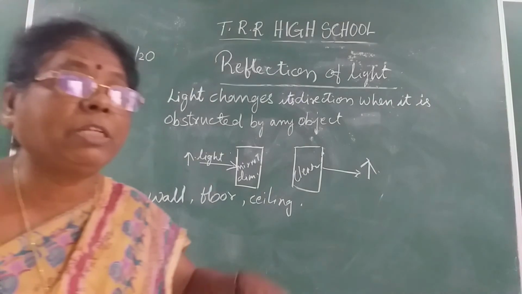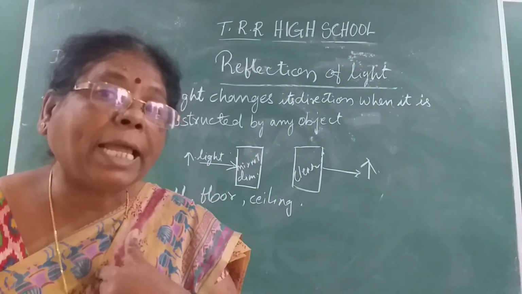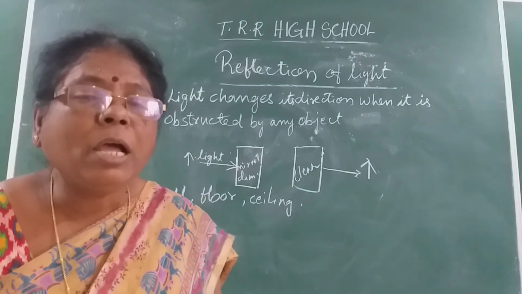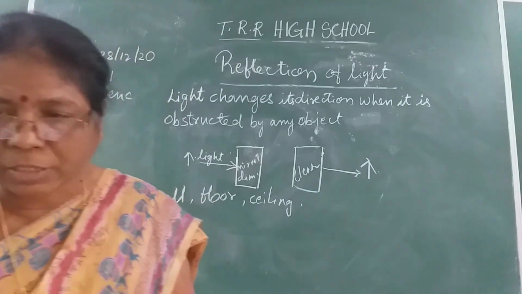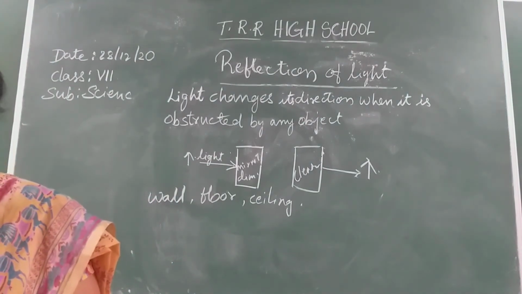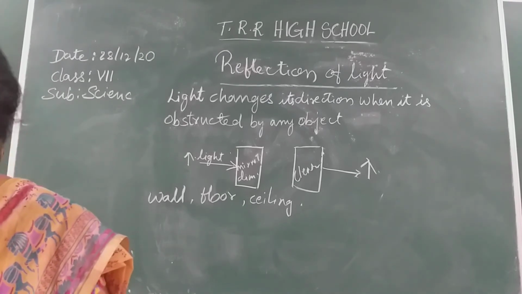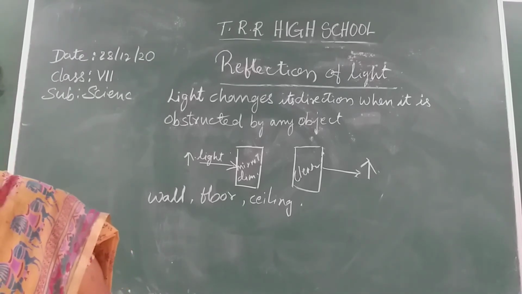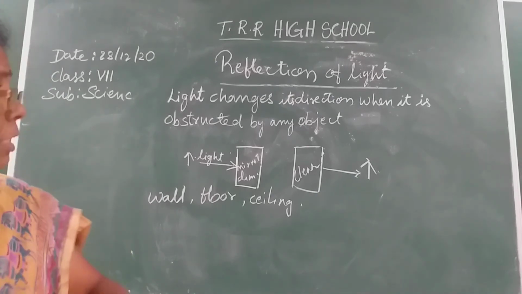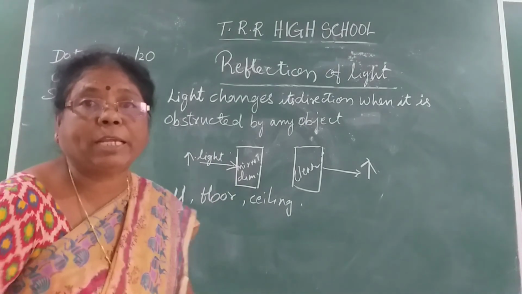The reflection: when the light comes and strikes any object and goes back, it is called a reflection. How light is reflected after striking an object, I will explain to you afterwards, in the next class. So, understood this?